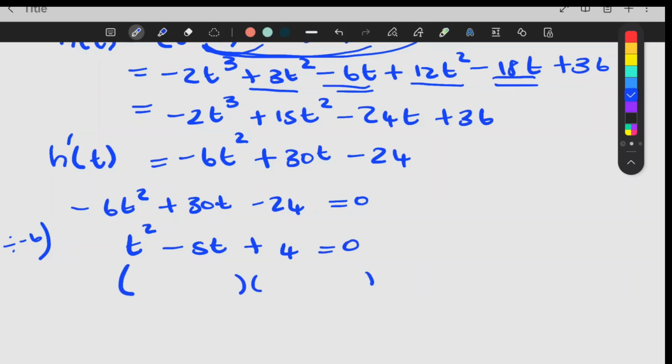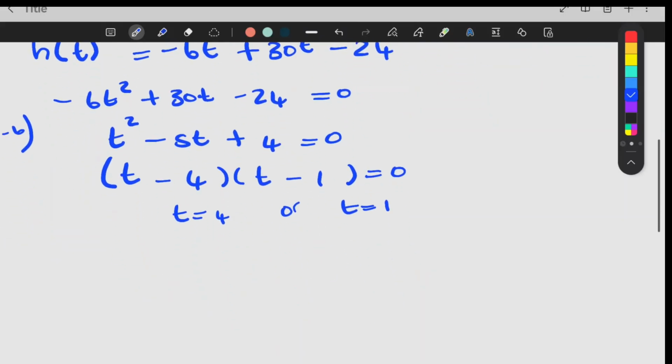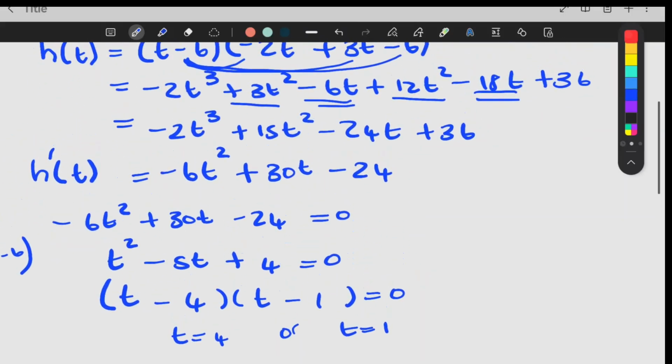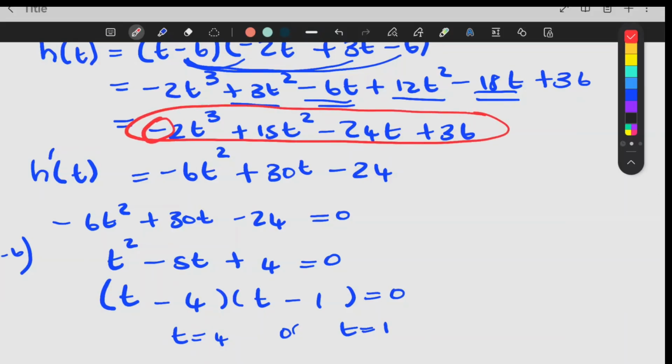And then I'm going to factorize. You can use the formula. 4 and 1, a minus and a minus. t is 4 or t is 1. Okay, so there's two turning points. Now, look at the cubic function. It starts with a negative. So this cubic function will go down first, up like that. That is the shape of the cubic function. So it will have a turning point here and here.